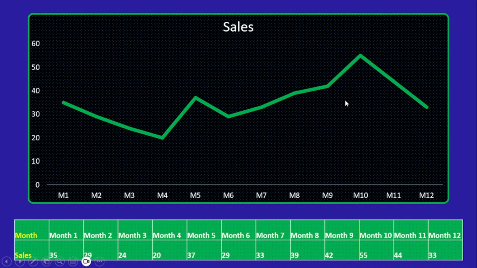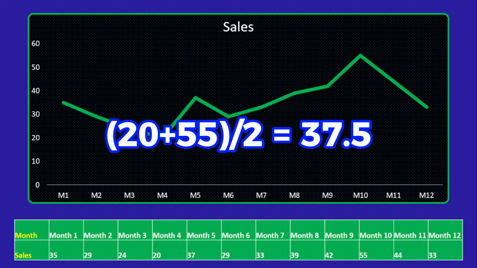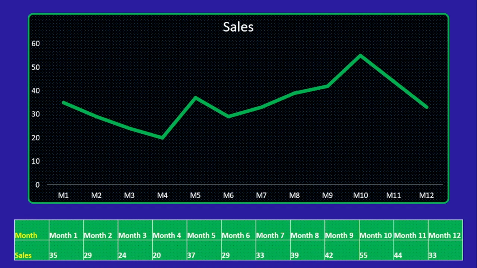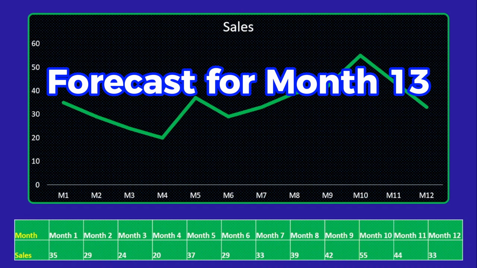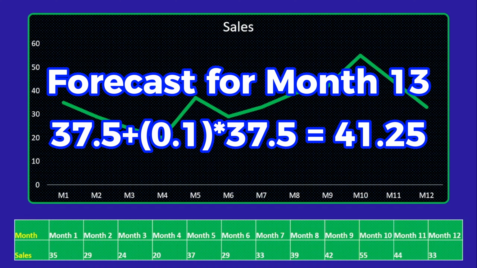So I calculate the average of these two values. That's 20 plus 55 divided by 2. That gives me 37.5, and this is my baseline forecast. On top of it, I'm going to add some percentage of the baseline forecast to safeguard against some upside potential. In some cases, I can subtract it to safeguard against the downside potential. So in this case, I'm going to add it. So my forecast for month 13 would be 37.5 plus 10% of 37.5. That gives me a total of 41.25.